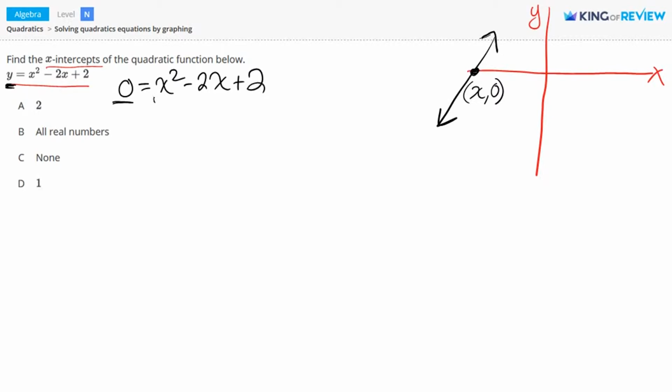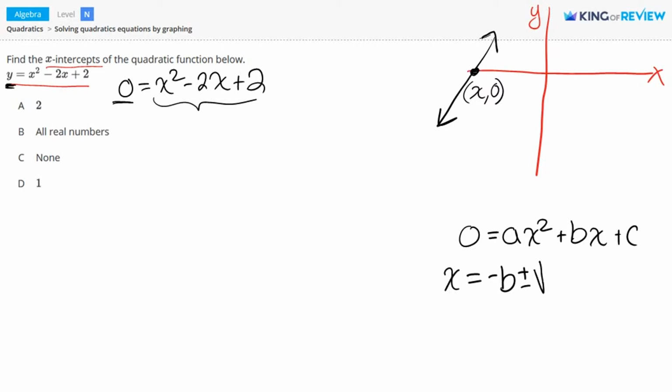So now let's solve for x. We can do that by factoring this side. One method for doing this is to use the quadratic equation. When you have a function that's in the form 0 equals ax squared plus bx plus c, you can use the quadratic equation. This equation is x equals negative b plus or minus the square root of b squared minus 4ac, and all of this is divided by 2a.